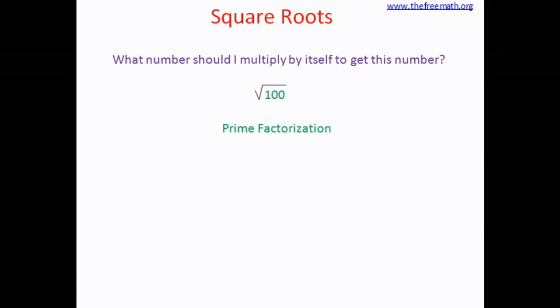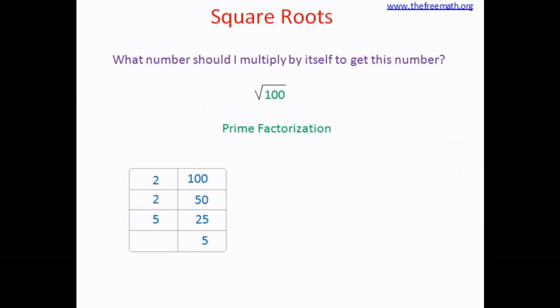So let's start with 100 because it's an easy number. Divide by 2, so you get 50. Divide by 2, you get 25. 25 is not divisible by 2, is not divisible by 3. So the next prime number is 5. Let's divide by 5, you get 5. 5 is a prime number, so we stop. That means the prime factors for 100 are 2 multiplied by 2 multiplied by 5 multiplied by 5.